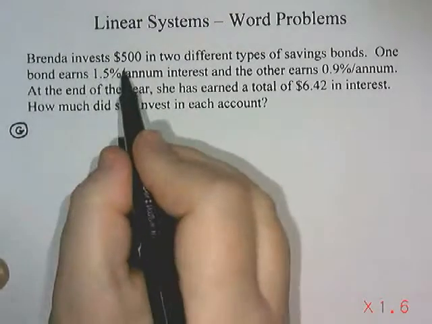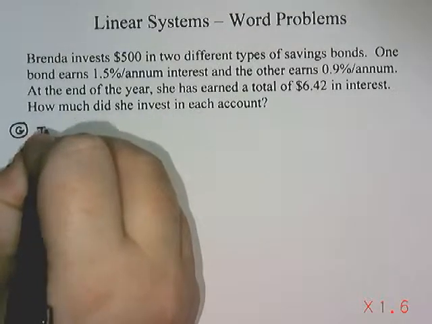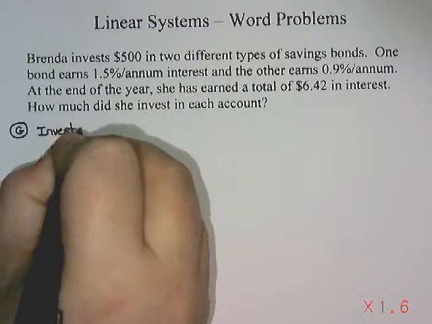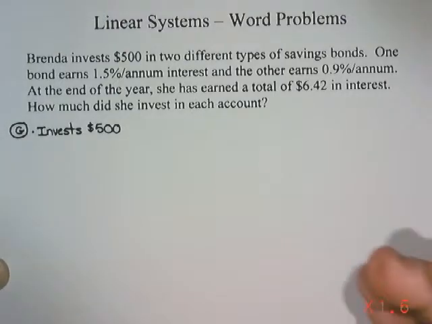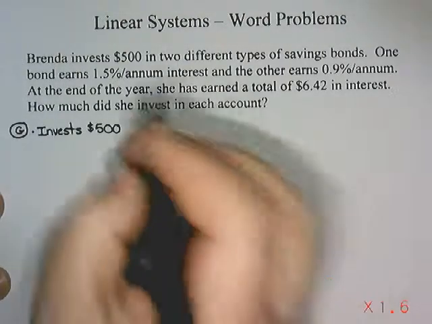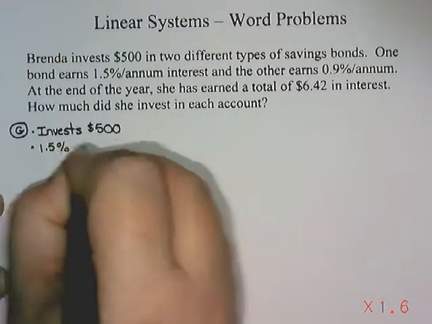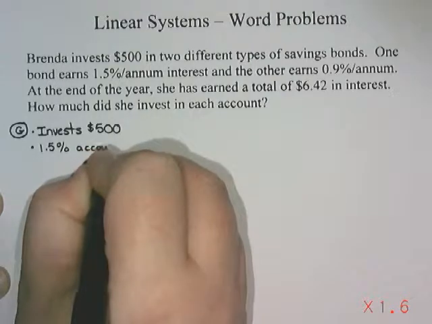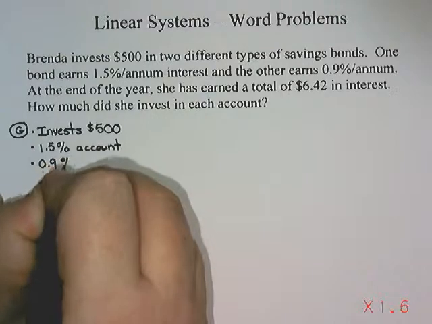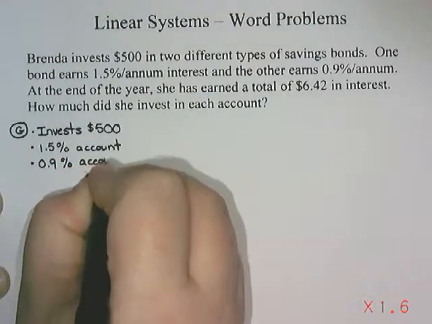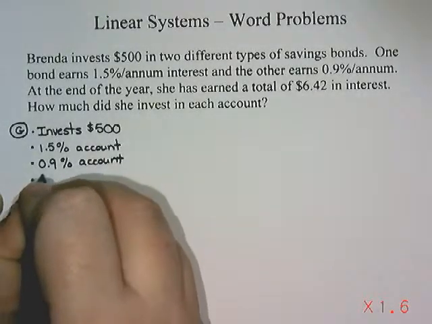So it says Brenda invests $500 in 2 different savings bonds. So something that seems important is that she invests $500. And that's total. So part of it goes into one account and part of it goes into the other. She does have one account that earns 1.5% interest. And there's another one that gets 0.9% interest. And she gets a total of $6.42 in interest.